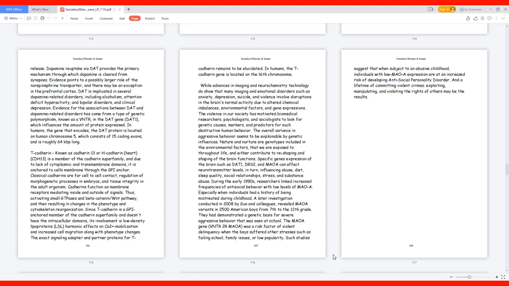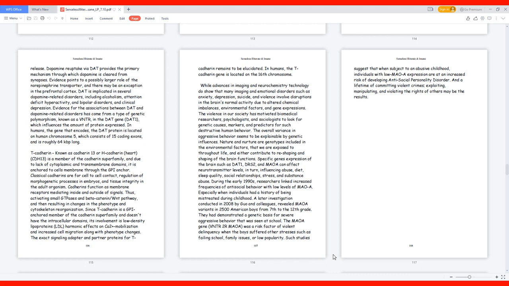Nature and nurture: genotypes are included in the environmental factors that we are exposed to throughout life, and either contribute to reshaping and shaping of the brain's functions. Specific gene expression in the brain, such as DAT1, DRD2, and MAOA, can affect neurotransmitter levels, in turn influencing diet, sleep quality, social relationships, stress, and substance abuse.